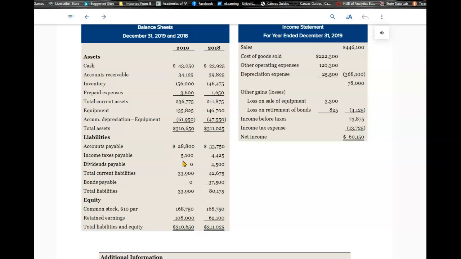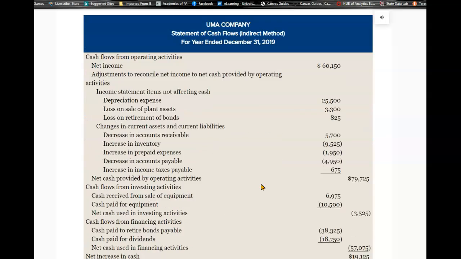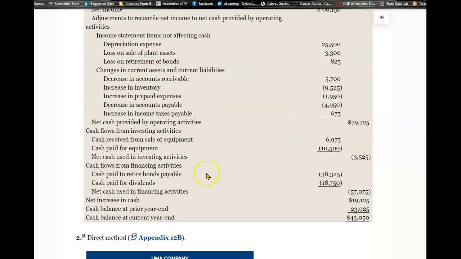So the two sets of transactions that are going to affect cash from financing activities, it's actually going to be cash used. So net cash used in financing activities is going to be the $38,325 for the retirement of the bonds, plus $18,750 for the cash paid for dividends, for a total of $57,075. And so now we have our three categories of numbers that we're working with for the indirect method here. And so we see again, if we come down here, we see the cash paid to retire the bonds, the cash paid for dividends, the net cash used in financing activities.